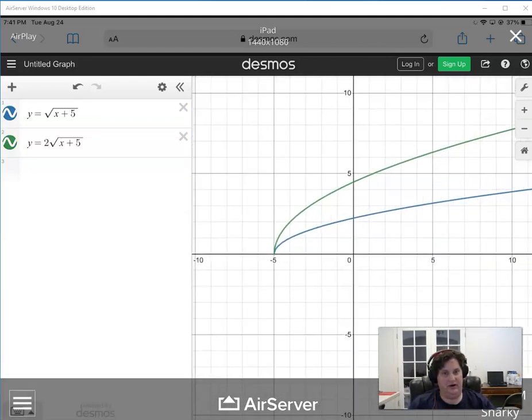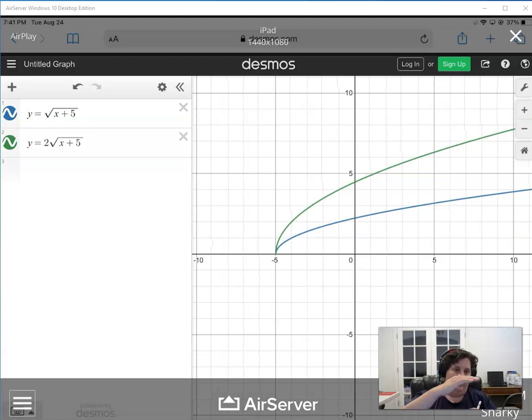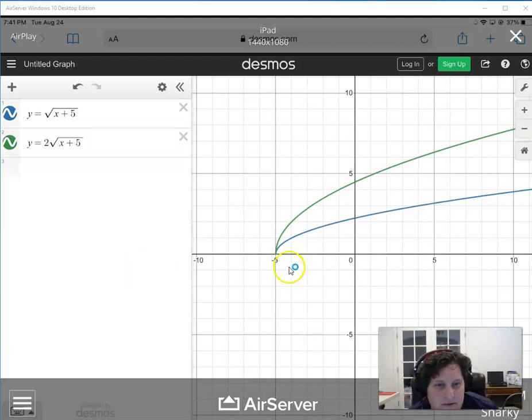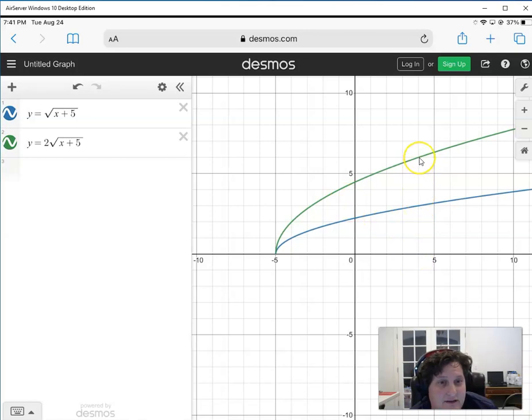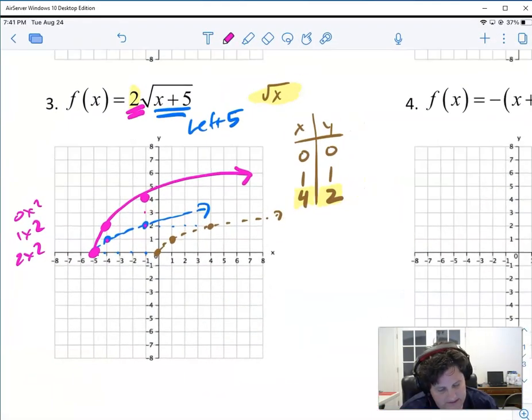So when I multiply by 2, see how this is my original graph, this blue one. And then the green one, it goes up like that. So it stretches out because I'm multiplying the y values by 2. 1 goes to 2. This was up 2. That goes to 4. This was up 3. That goes to 6. It just doubles my y values. All right. Okay, cool. So that's how we'll do that one.